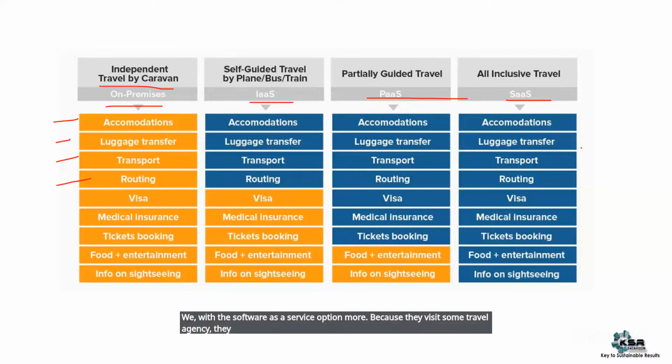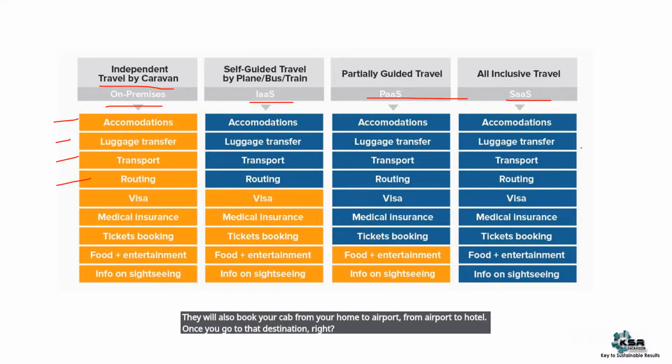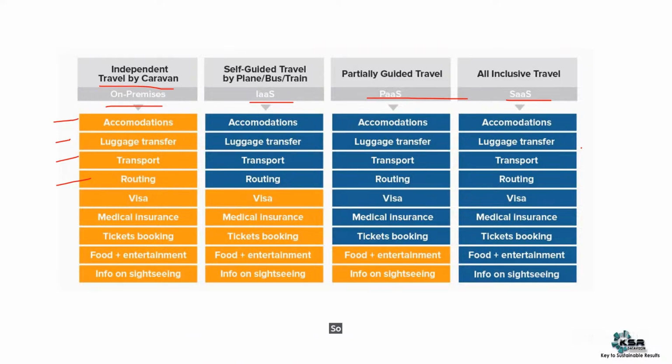They will manage everything, including your booking. They will also book your cab from your home to the airport, and from the airport to the hotel, once you go to that destination, right? Once you go to that vacation area. So if everything is managed by the travel agency, that is called software as a service.